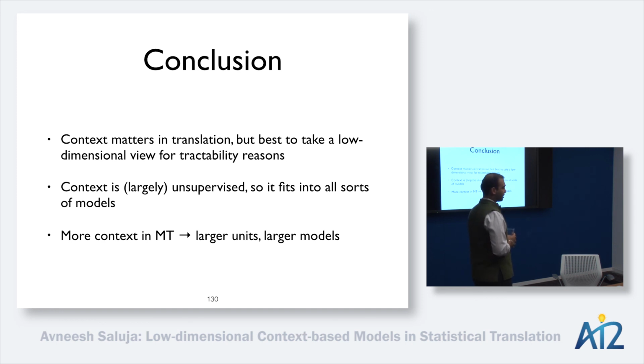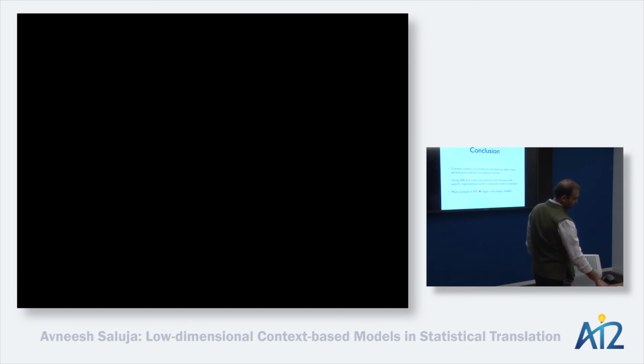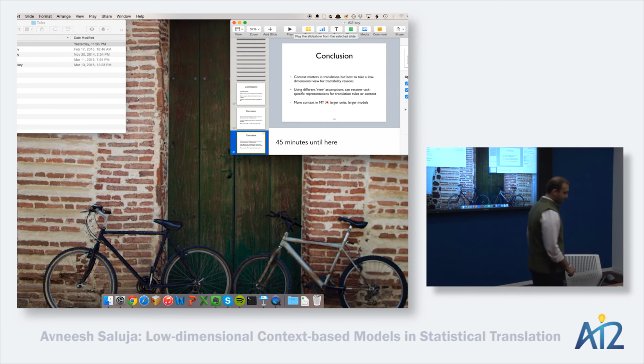They provide various tractability improvements. The thing about context is that it's largely unsupervised. We can extract a lot of interesting information using very little supervision, but the way we want to fit and utilize context in our models is going to dictate how much supervision we need. So I went through somewhat of a gamut of different levels of supervision and what we can do. The basic idea I'd like you to keep in mind is that more context in MT doesn't necessarily result in larger units and larger models. And with that, I'm done. Thank you.